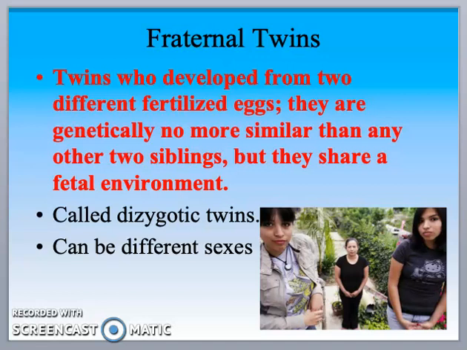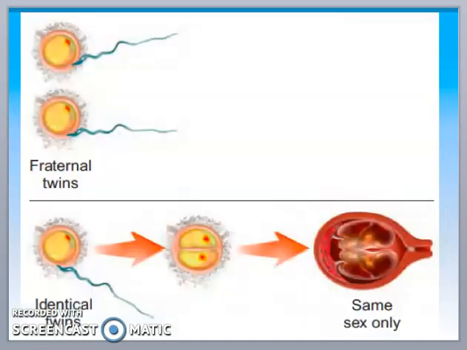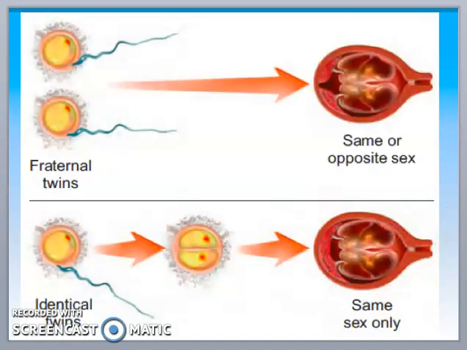My next door neighbor has fraternal twins, a boy and a girl. You would not know that they were twins. The boy is taller than the girl. They don't even look like it. You would think they were born at different times. But what happens here? You've got two eggs that are fertilized by two different sperm, and they can be the same or opposite sex.